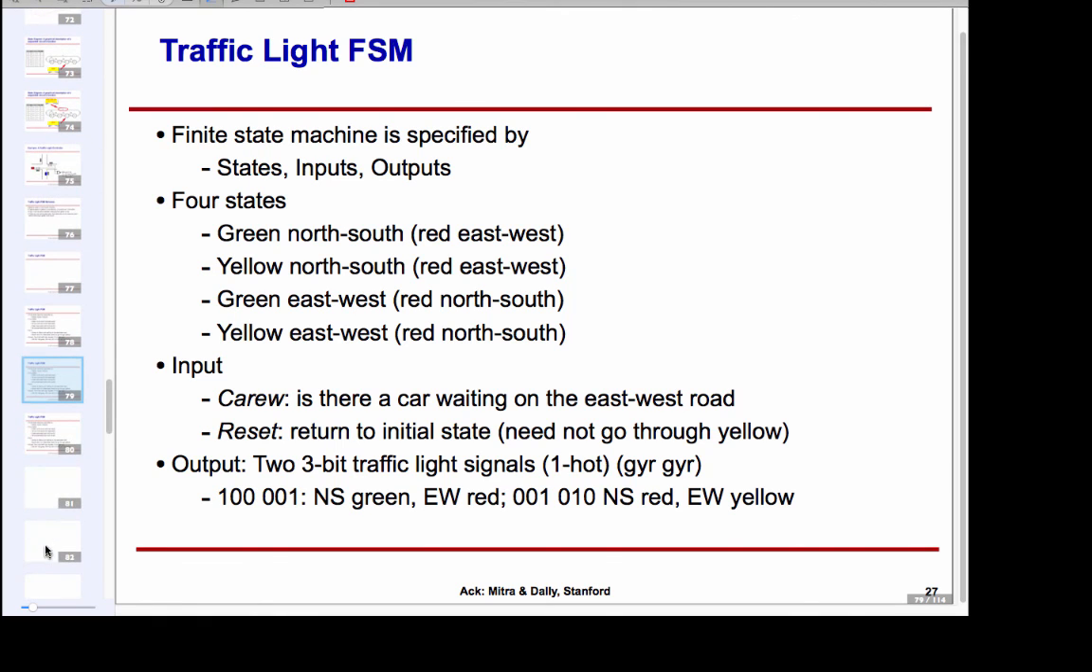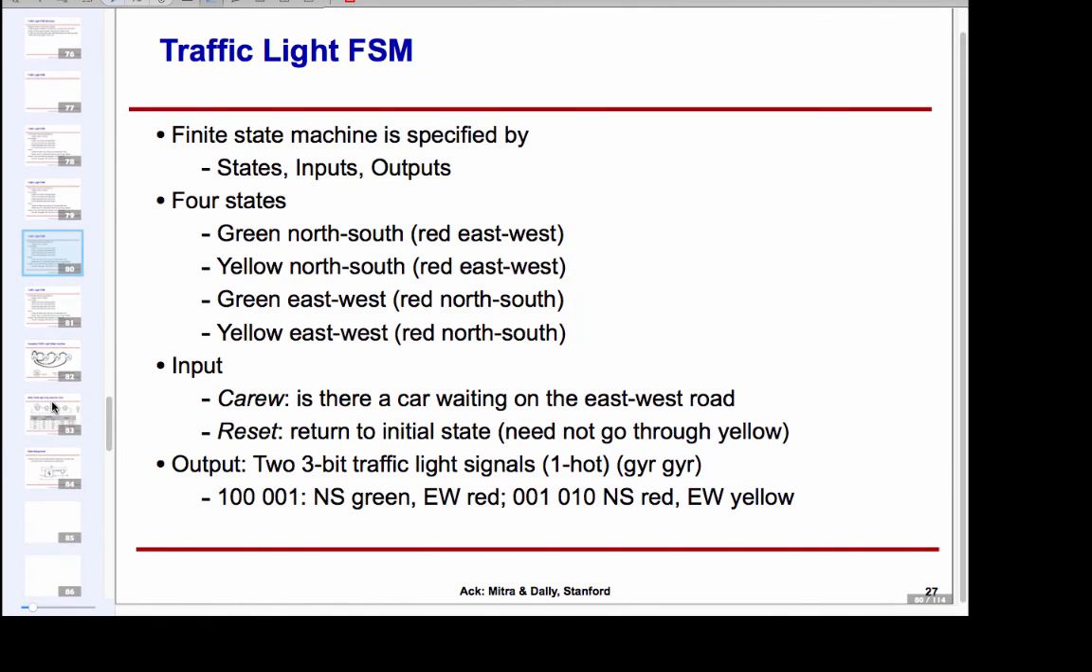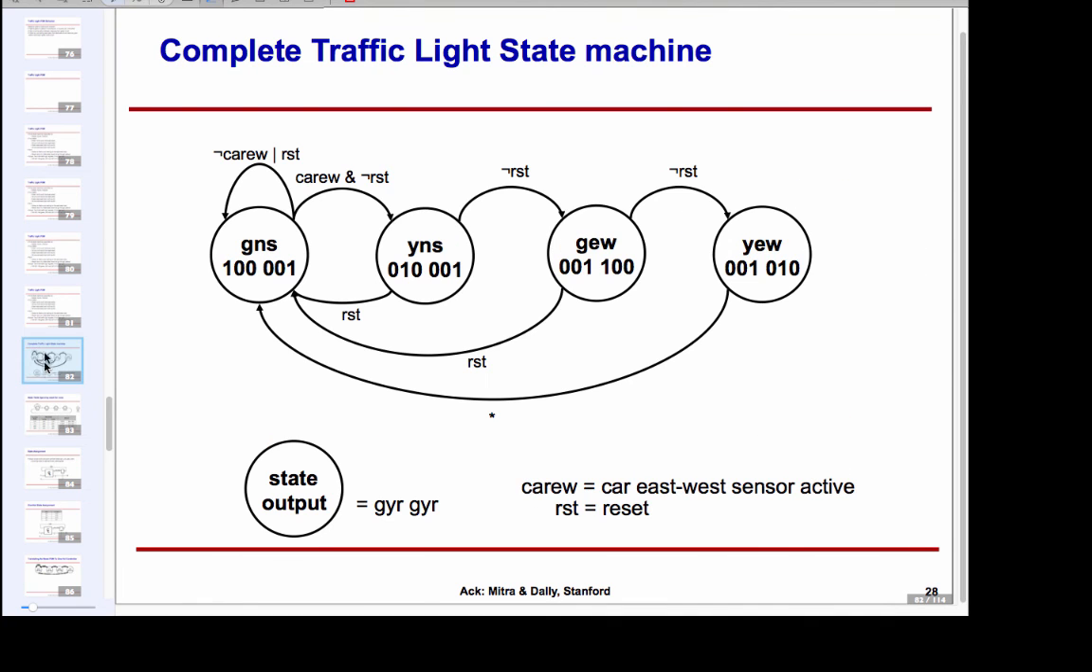So next thing is we create our 4 states. Remember we said the 4 states are green north-south, yellow north-south, green east-west, yellow east-west. Moreover, you can see that it's obviously a Moore machine because our states correspond to the setting of the lights, and the lights are the only thing we are controlling. So green north-south corresponds to output being 1 0 0 0 0 1. Yellow north-south corresponds to 0 1 0, the middle one for north-south, and 0 0 1, it has to be red on east-west, and so forth.